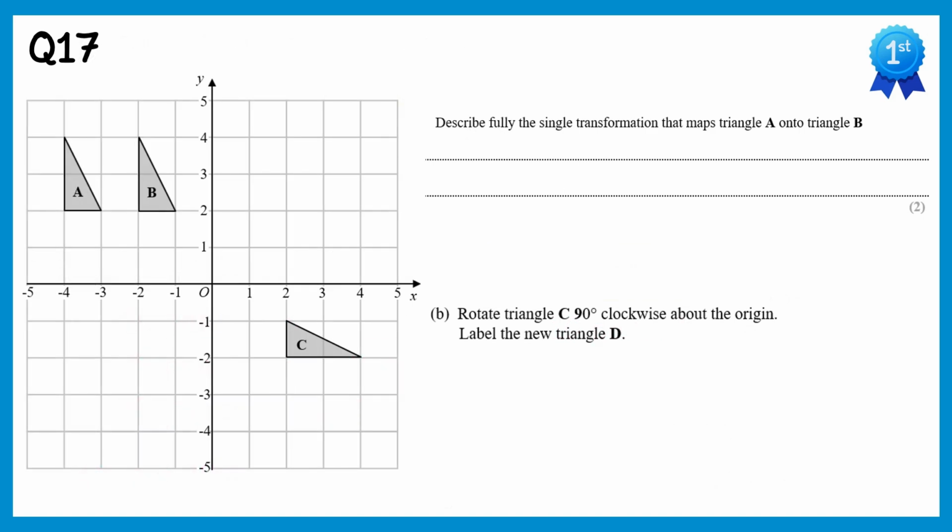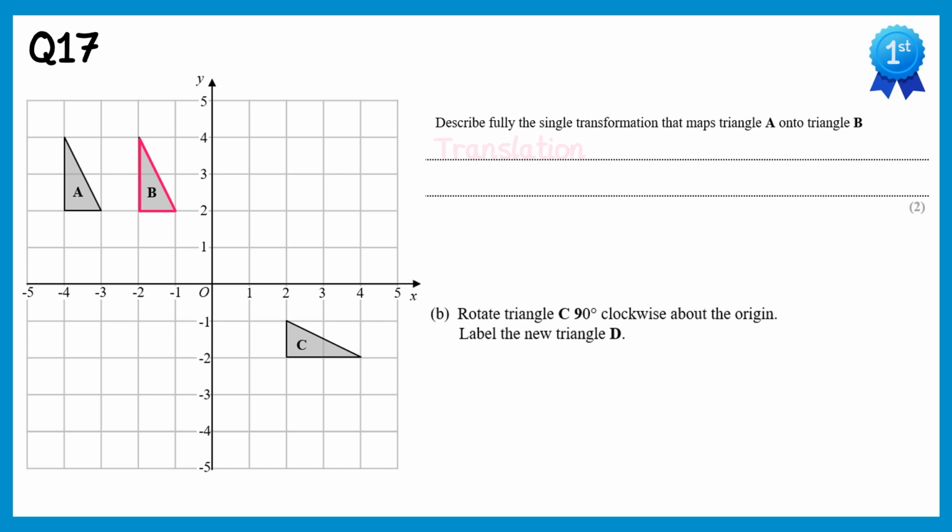For this question, we need to describe the single transformation that maps triangle A onto triangle B. So if we draw triangle A like this, and we just move it 1 square to the right, and then a 2nd square to the right, it lands perfectly on B. So all we've done is move the shape. The mathematical name for this is a translation.